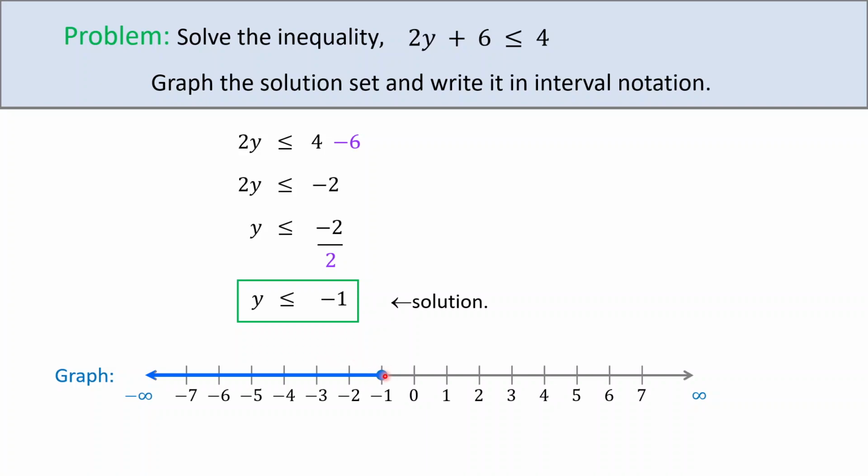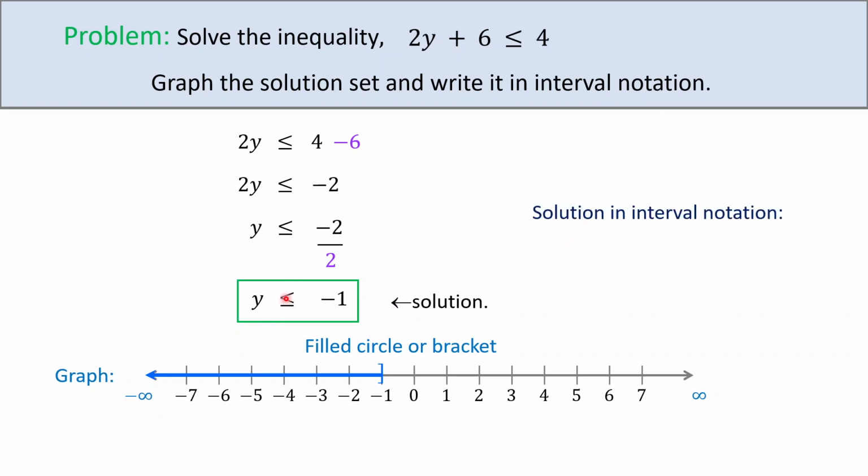Now instead of a filled circle, you can also put a bracket. So you put one of these, either a filled circle or a bracket. This is the graph of this inequality. That is the graph of the solution. Now we need to write this in interval notation.